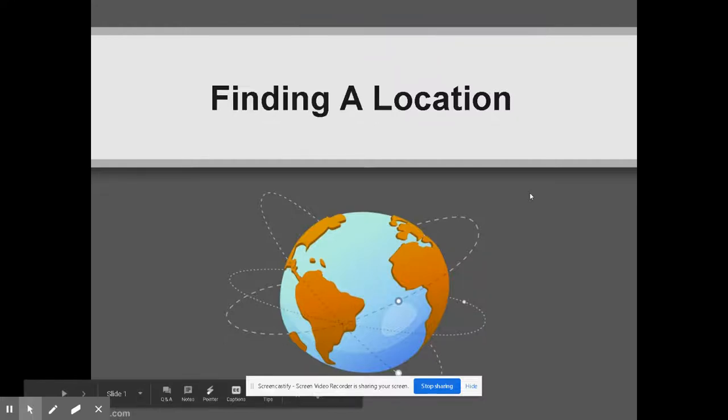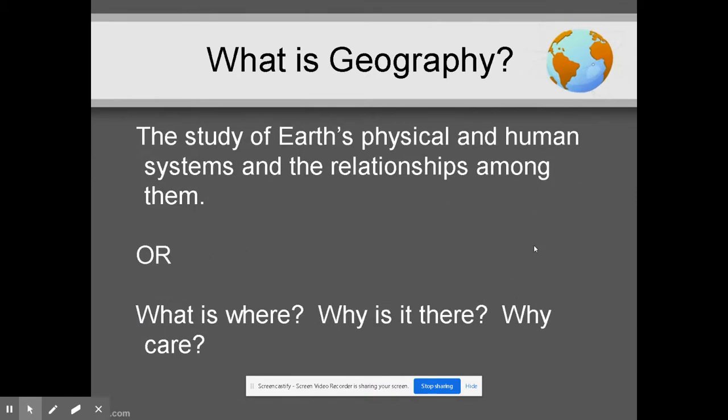Hi, everyone. This is just a quick overview of the finding a location lesson. Hoping to cover this in class, but for those of you at home, just a quick overview of what's on the slideshow. So first of all, in class, we would have talked about what is geography.